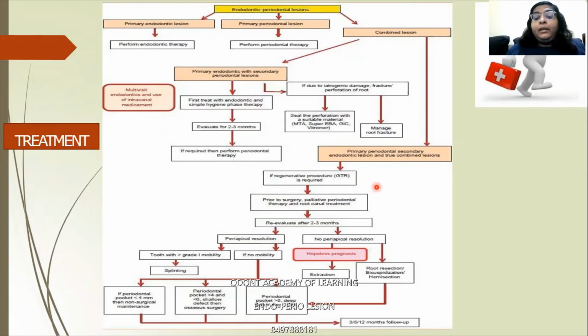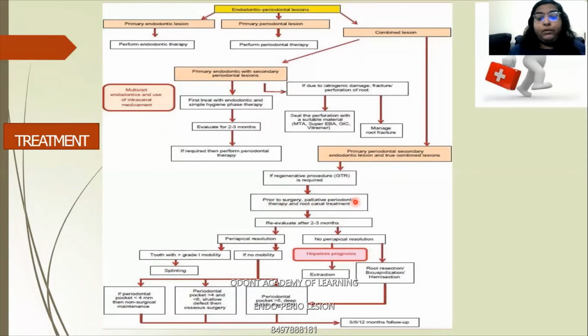Now coming to primary perio with secondary endo lesion and in the case of true combined lesions. So if required, regenerative process is done, that is GTR, guided tissue regeneration. Prior to surgery, palliative periotherapy and root canal treatment is done.